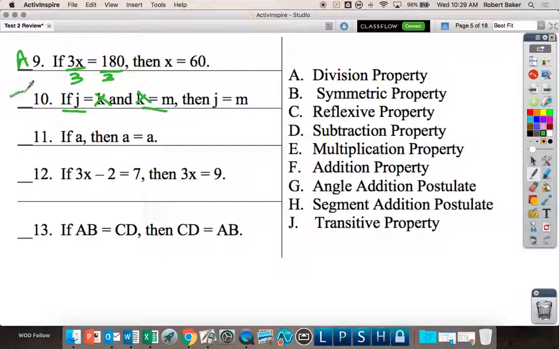And then letter J. A equals A. That's the reflexive property, letter C. If 3x minus 2 equals 7, why does 3x equal 9 now? If you add 2 to both sides, that's the addition property, letter F. And then if AB equals CD, why does CD equal AB? Symmetric is where you switch them. Switch them. Symmetric and switch. Letter B.